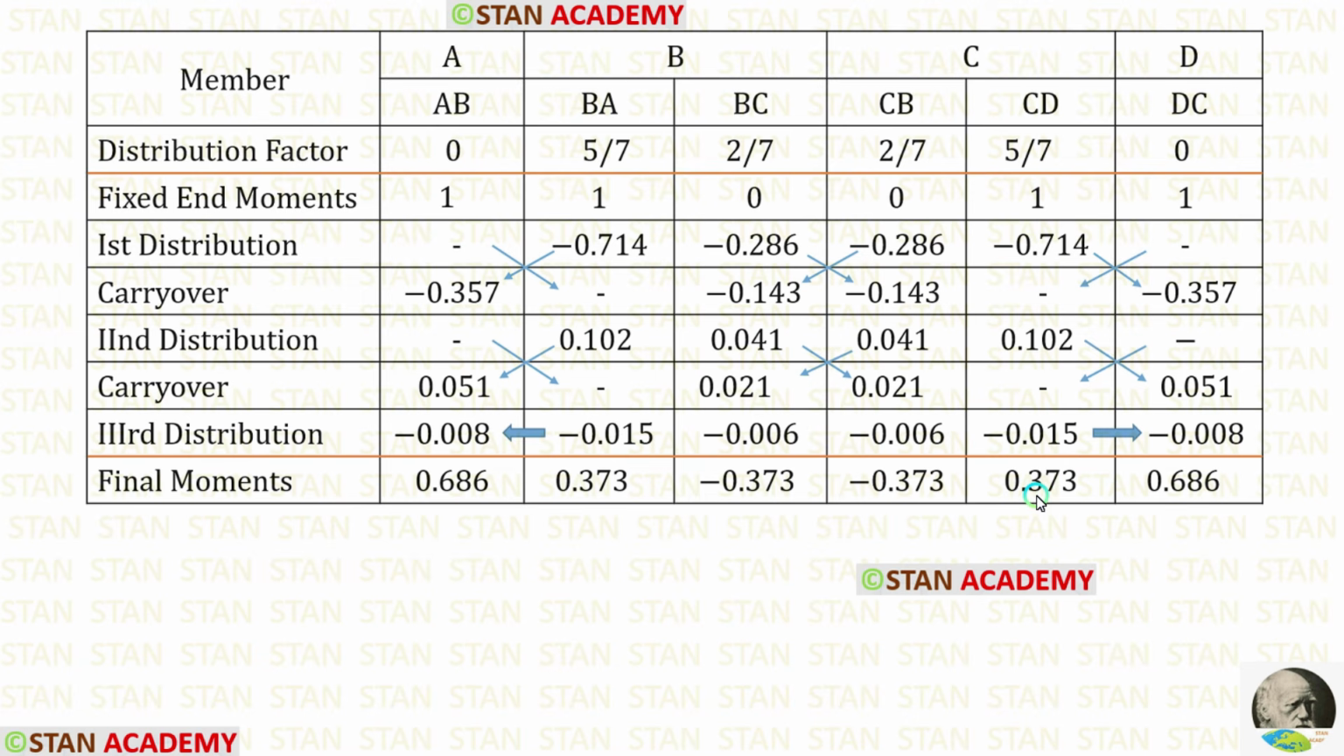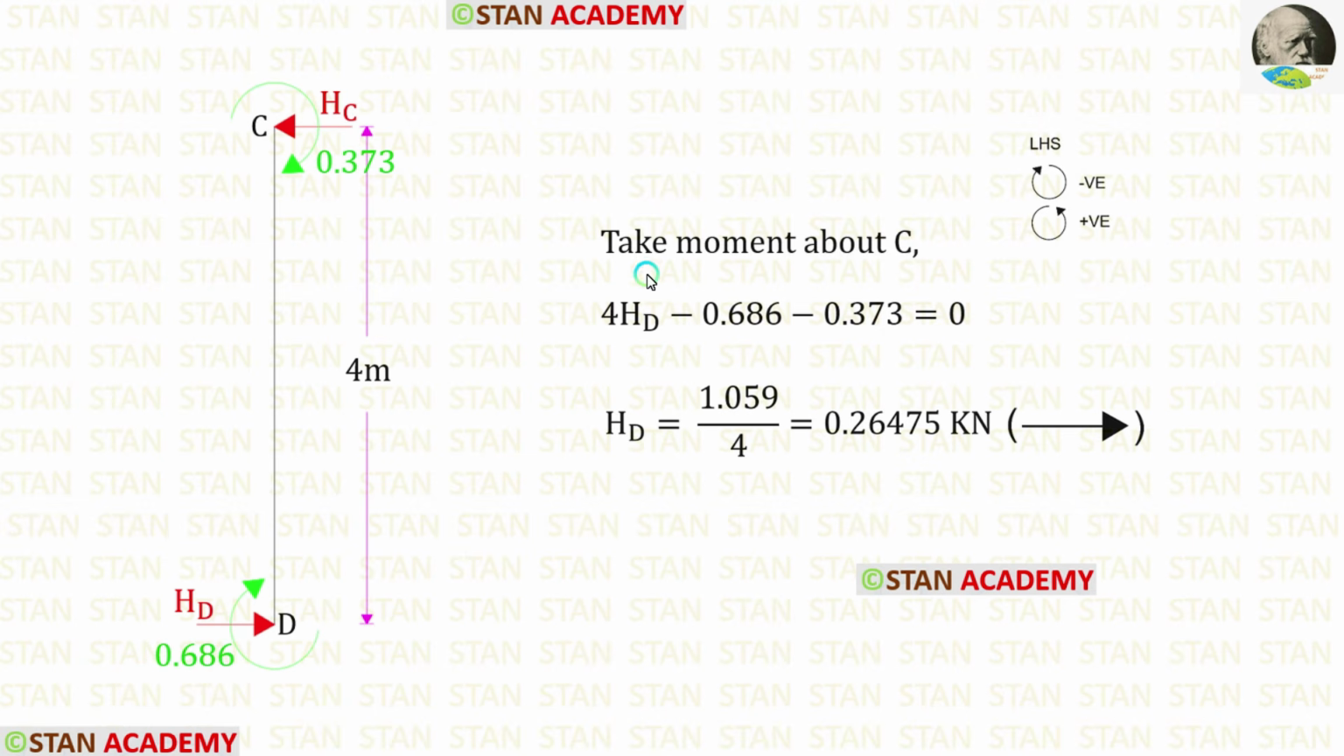Now let us take the moments in CD and DC and find the horizontal reaction in the point D. For the moments in CD and DC, we have got positive values. That means they are acting in the clockwise direction. By taking moment about C, we can find HD. For HD, we have got a positive value. That means our assumption is correct.